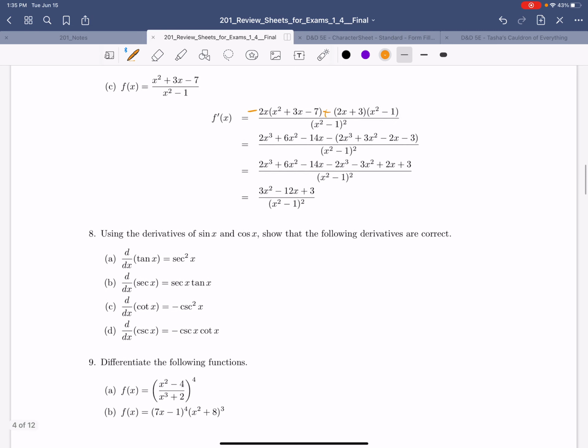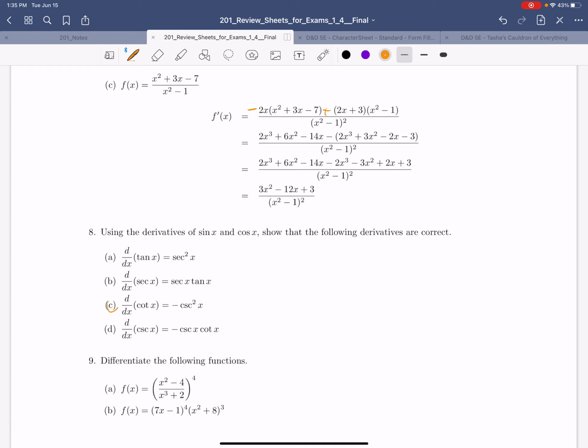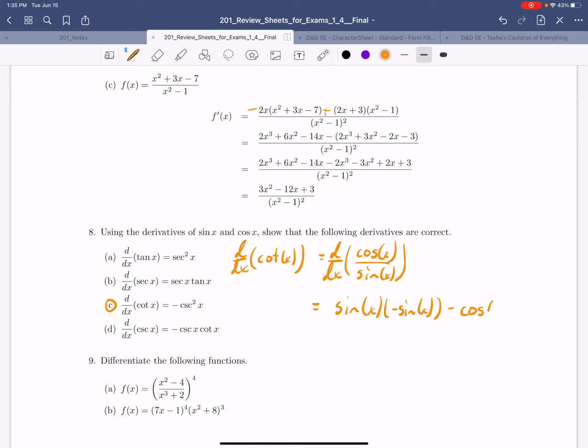All right. Last but not least, let me just derive, I don't know, c really quickly. The derivative with respect to x of cotangent of x is, by definition, the derivative with respect to x of cosine of x over sine of x. So we get to use the quotient rule. All right, well then that's going to be low d high minus high d low.